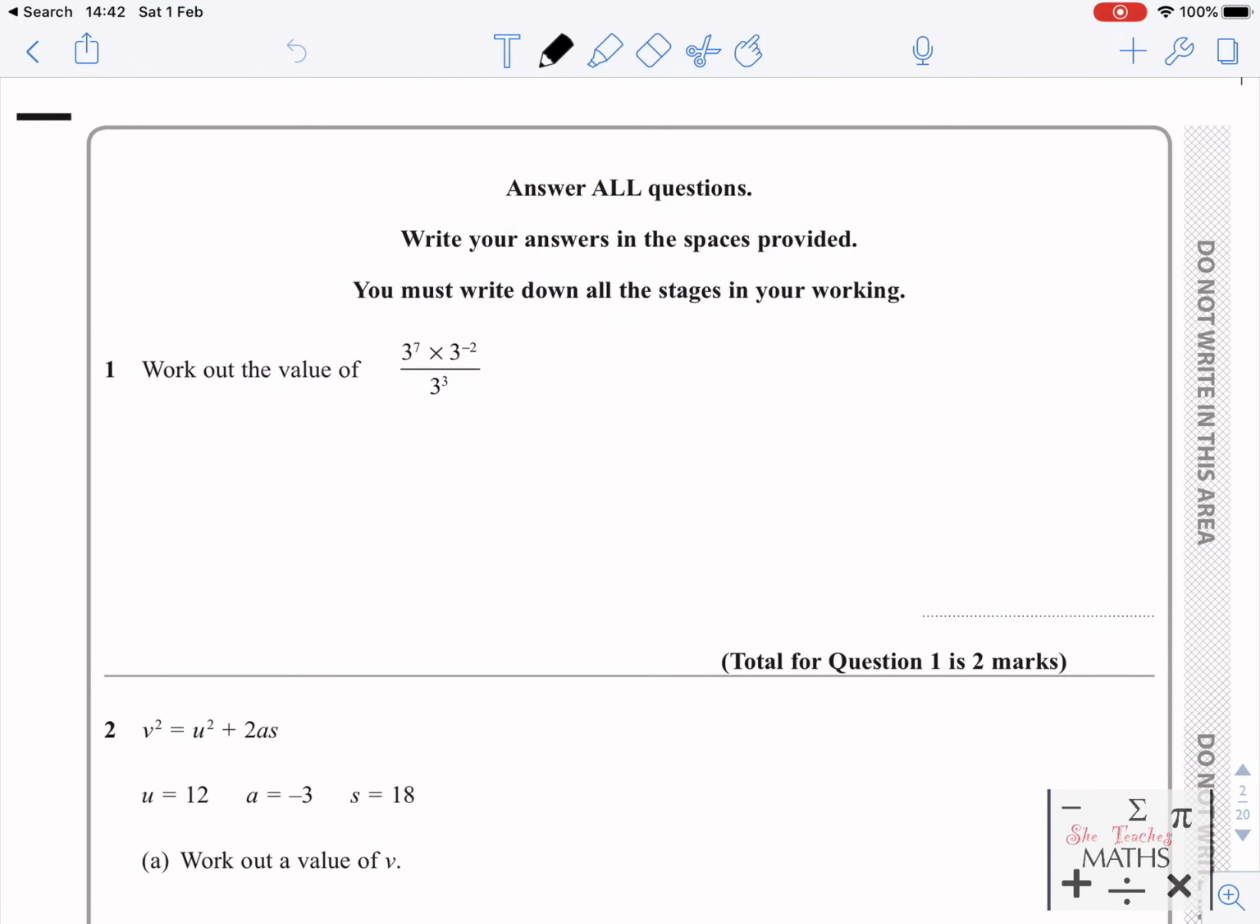So when you multiply 3 to the power of 7 by 3 to the power of minus 2, you've got to add the powers. That would give you 3 to the power of 7 plus minus 2, and that will give you 5. We're then dividing that by 3 cubed, and when you divide indices, you've just got to take 3 away from 5 and you'll get 3 squared. So the answer is 9.